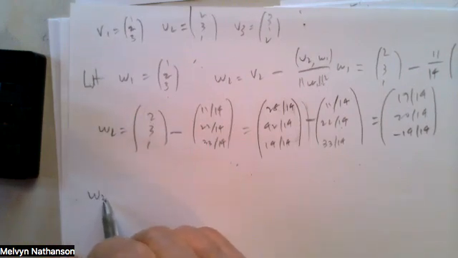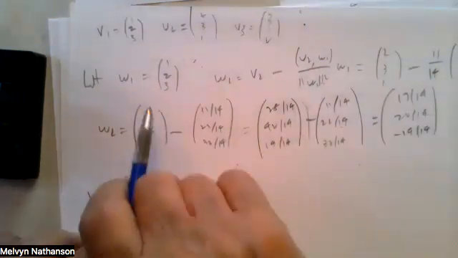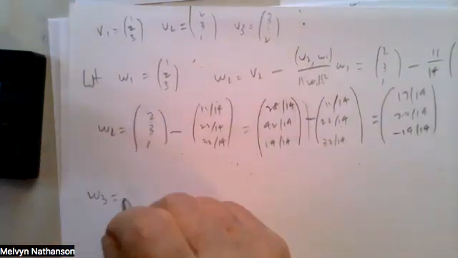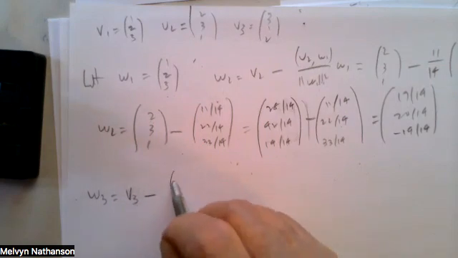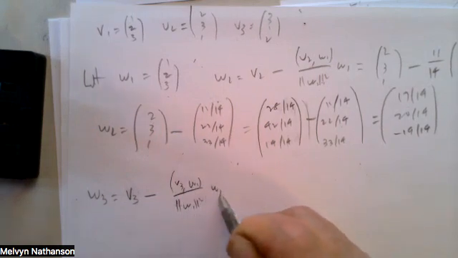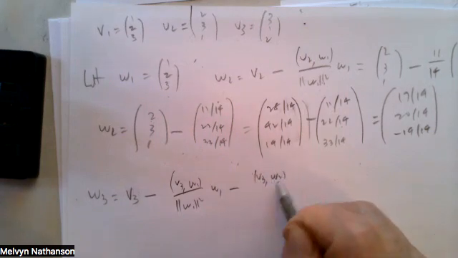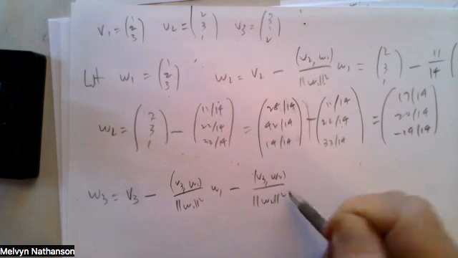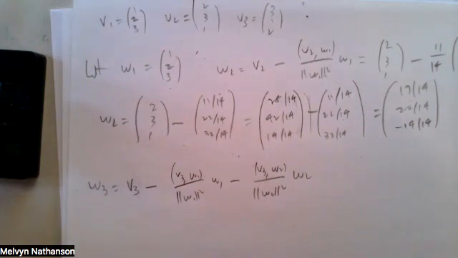And W3 is going to be the vector V3, which is 3, 1, 2. So let me write, this is going to be V3 minus V3 inner product with W1 over the length of W1 squared times W1, minus V3 inner product with W2 over the length of W2 squared times W2. All right. So there's just a lot of arithmetic here. I'll just set it up and you can do the arithmetic.